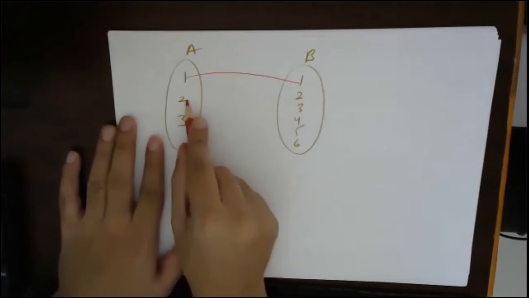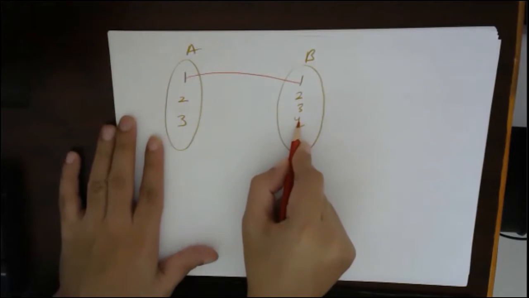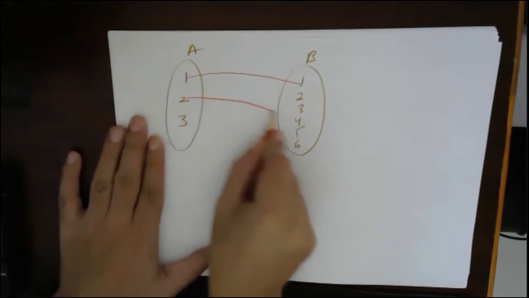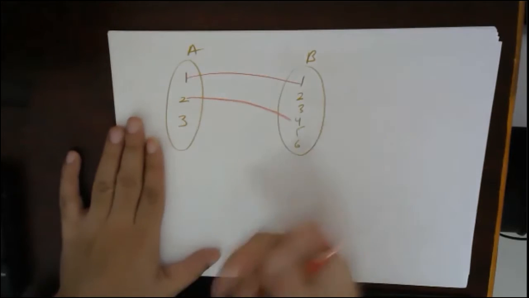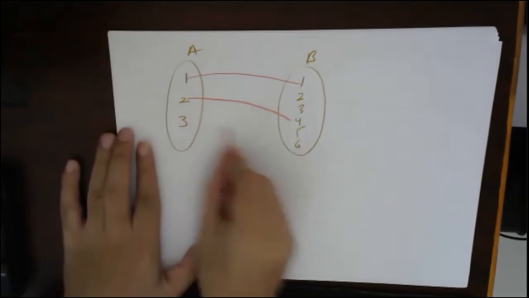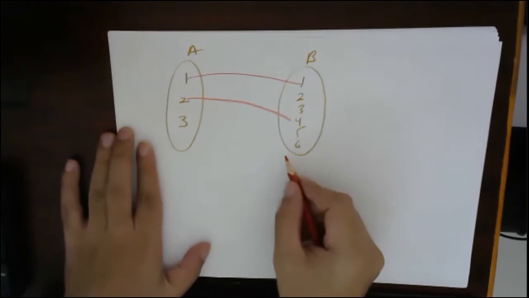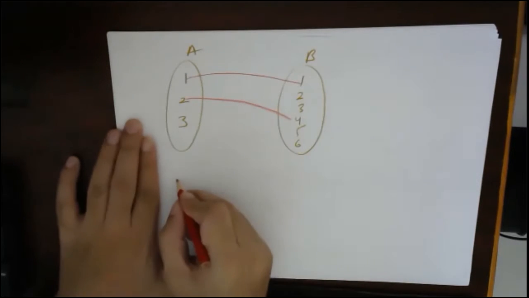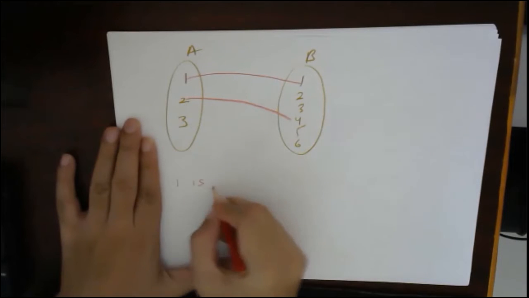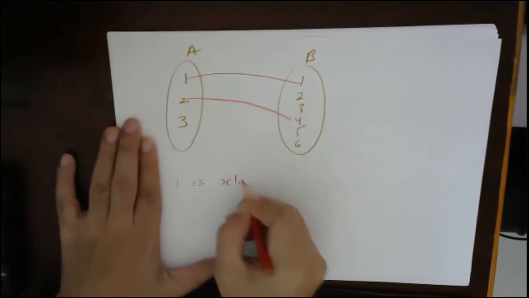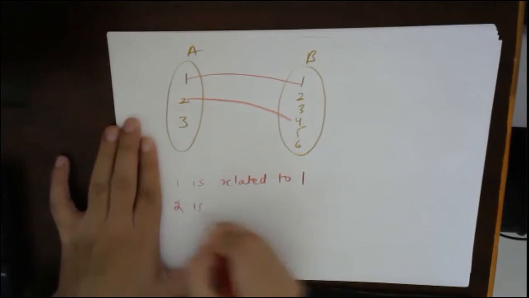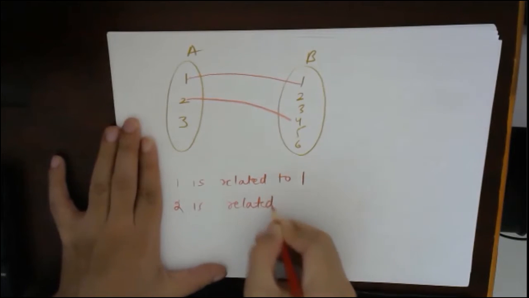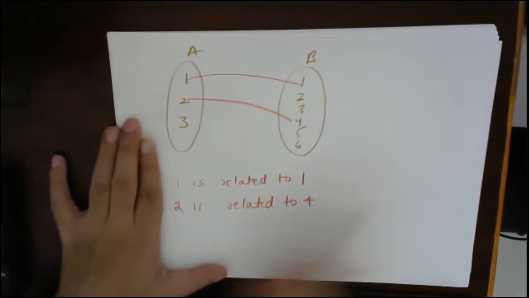Second, 2 will be related to 4 because 2 squared is 4. And 3 should be related to 9, but 9 is not in this set, so 3 will not be related to anything. So I am saying that 1 is related to 1 and 2 is related to 4. And what is the relation?